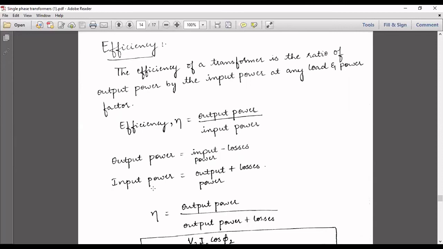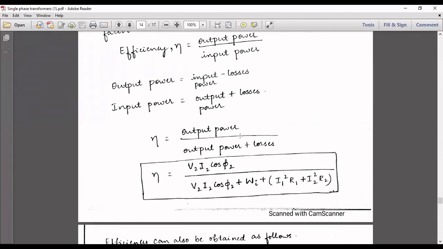According to the equation, efficiency eta is equal to output power by input power. This output power and input power can be expressed in terms of either the input or the output. The output power can be expressed in terms of input power and losses: output power is equal to input power minus losses. Or input power can be expressed in terms of output power and losses: input power will be output power plus losses. So losses are nothing but input power minus output power. Therefore, the efficiency can be written as output power by output power plus losses, or input power minus losses by input power.